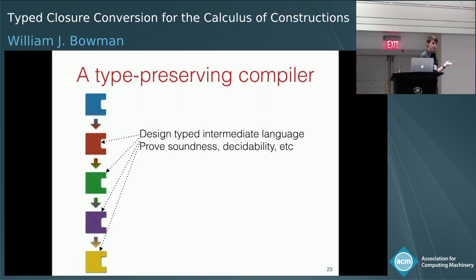And we will want to prove some metatheory. We'll want to prove soundness of this typed intermediate language, so we know that type checking means something. We want to prove decidability, so we know that we can actually type check terms at link time and get an answer.